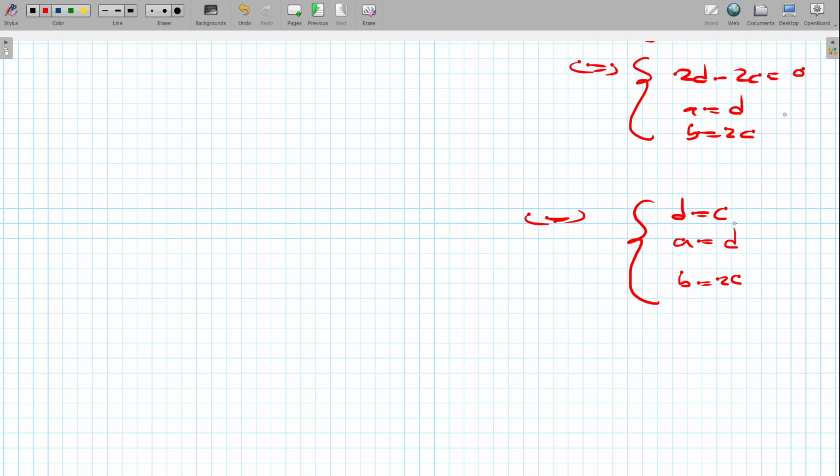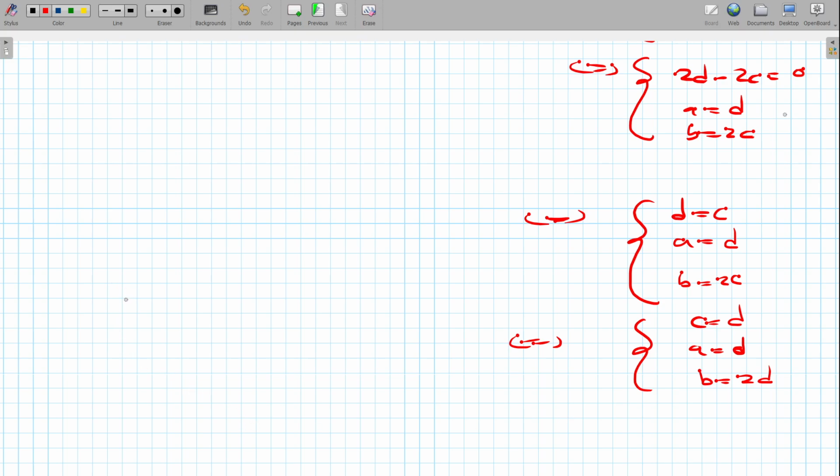Oh, D is equal to C, right? If D is equal to C, and A is equal to D, it means that B is equal to 2D, like so. And then here, if you want, you can write this one as C is equal to D. However you want to write it. So A is equal to D, I believe. Yeah, A is equal to D. So you can write everything as D, if you want.